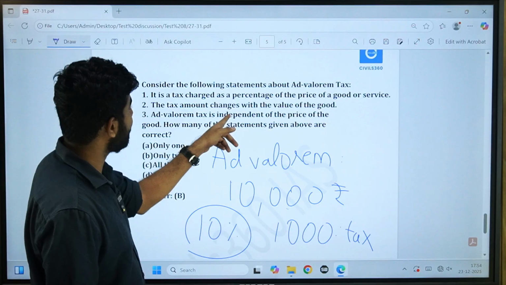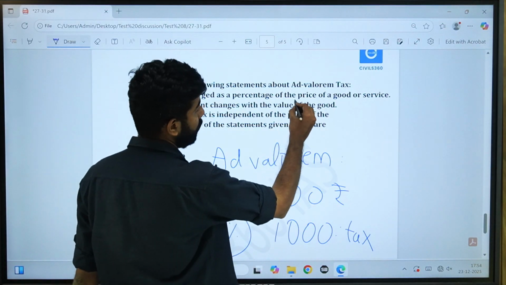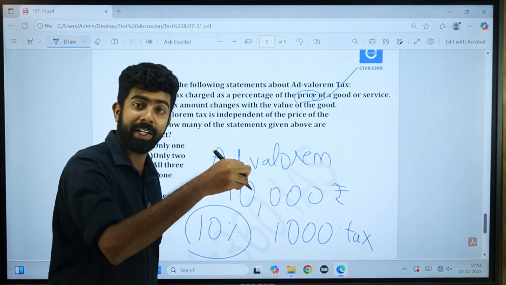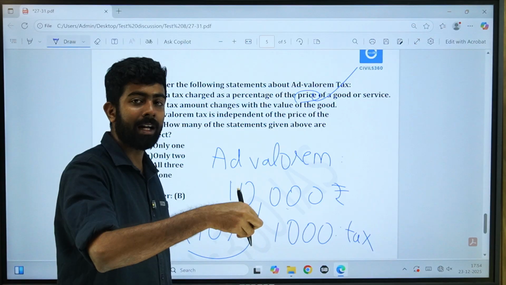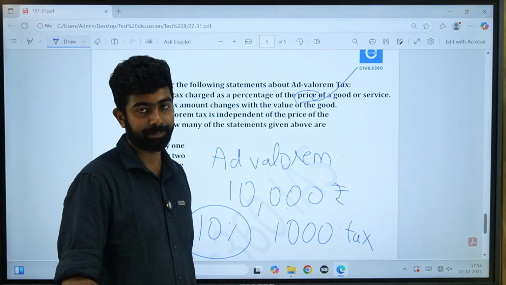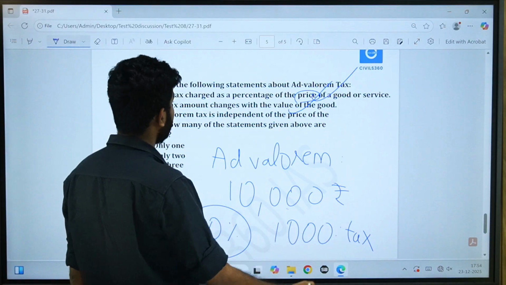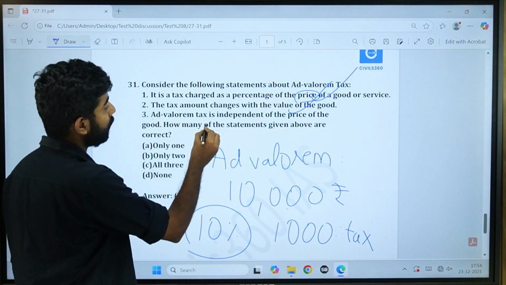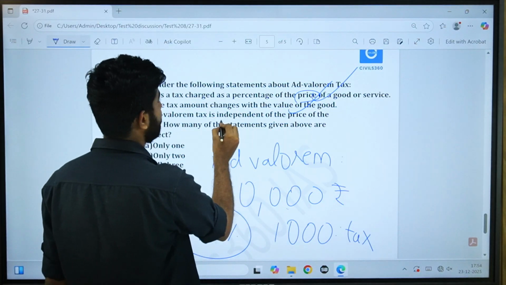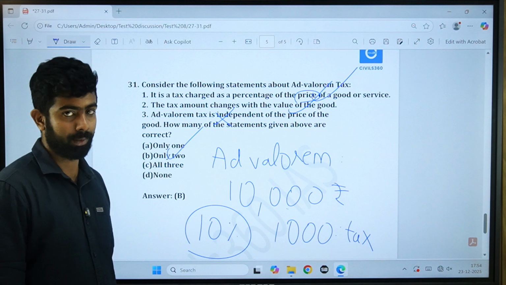Ad valorem is a tax charged as a percentage of the price of a good or service. It is charged on the price. Specific taxes are charged per unit. The tax amount changes with the value of the good, correct? The statement that ad valorem tax is independent of the price of the good is wrong. So you will reach option 2, only 2 will be the answer.